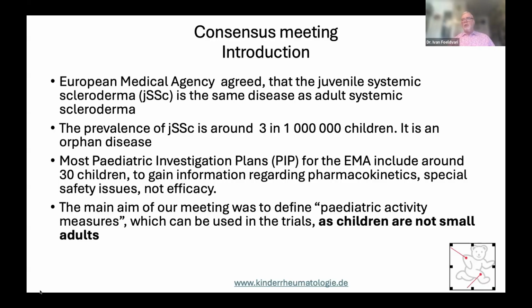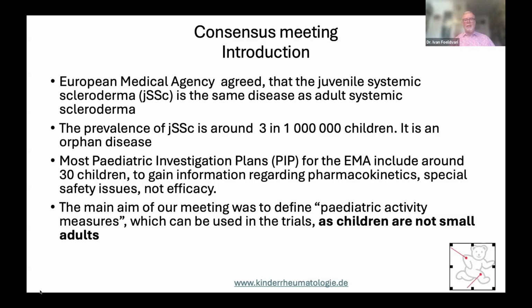Most pediatric investigation plans mean that if there is an adult study and the adult study at the beginning is quite effective, then the company has to submit a protocol to the European Medicines Agency, and then they suggest what to do, and they have to do a pediatric trial. But in the pediatric trial, mostly around 30 children will be included. Still, we have to look at the pharmacokinetics and special safety issues, but we don't look for efficacy because 30 children are not sufficient for that.